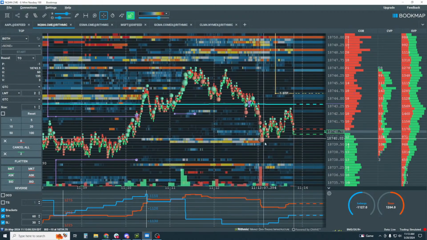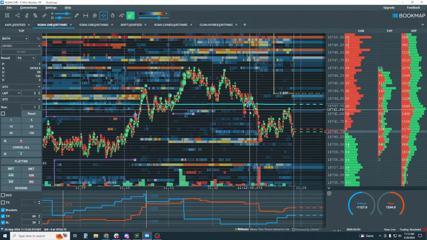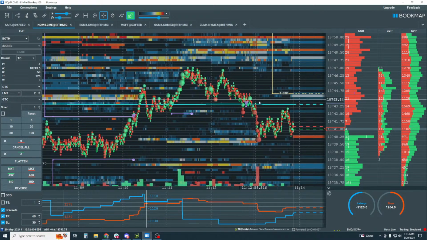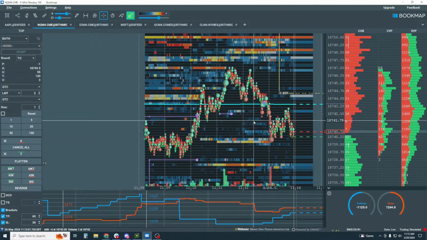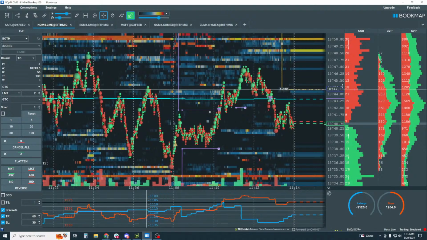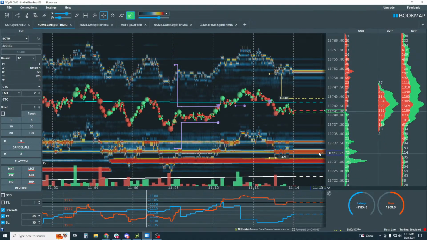Okay, we saw the sellers come in. We saw some selling in here. This is where we got in, and then we would have taken some off down here, but I've just got one on, so I'm going to keep it down by this high liquidity down here.